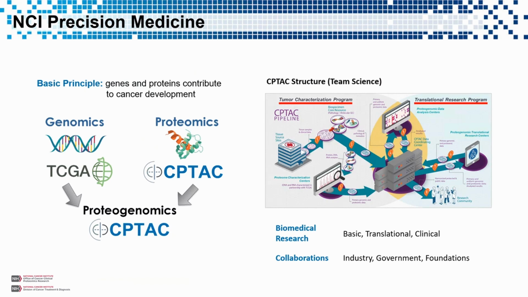So the current iteration, we carved it into two areas. There's one that we call a characterization program. This is the one that develops those foundational databases that everybody loves to go after. So here we collect tumors. These are all going to be treatment naive. We compare it to the normal adjacent tissue. Once you characterize it as best as you can, we make all the molecular data available to the public.